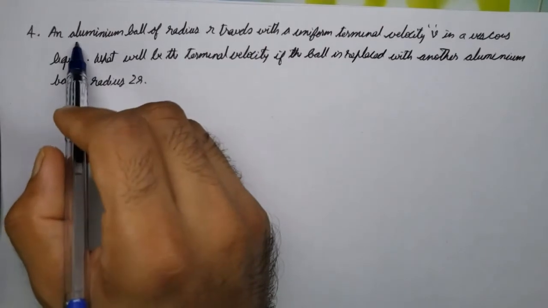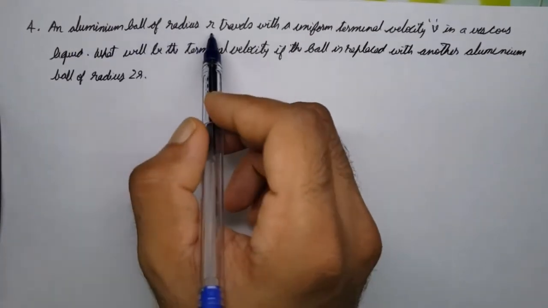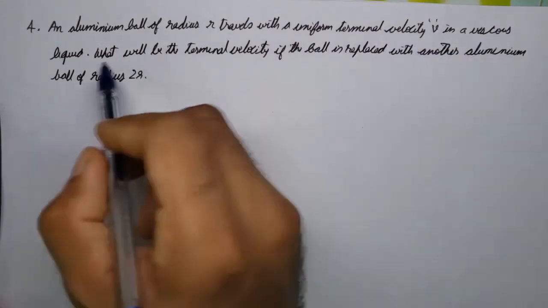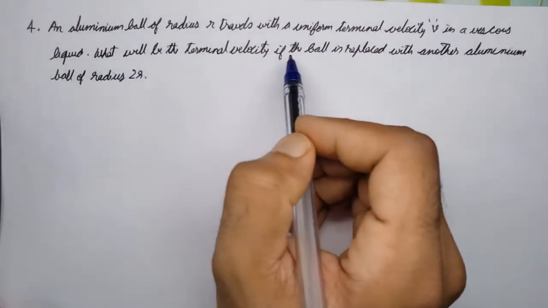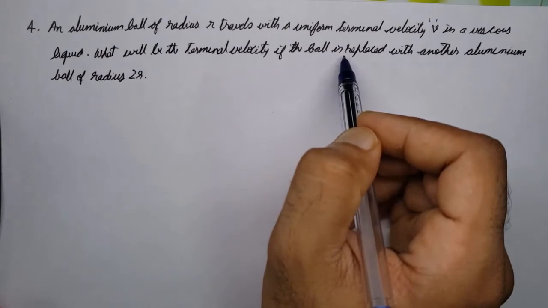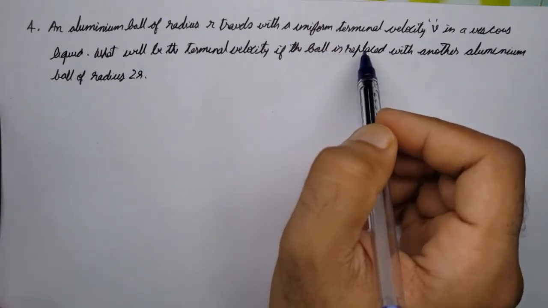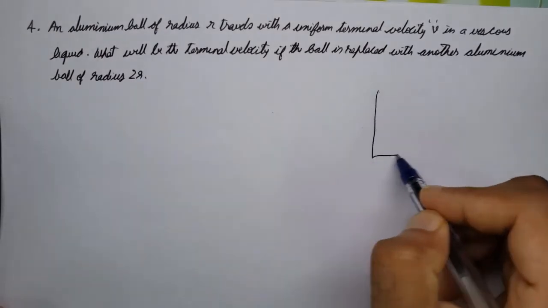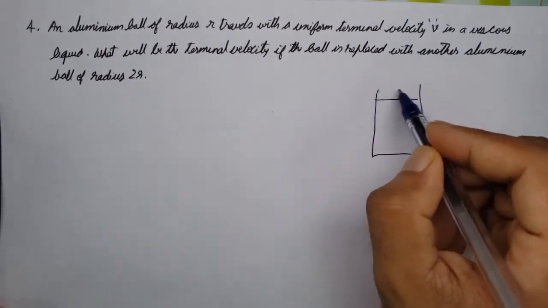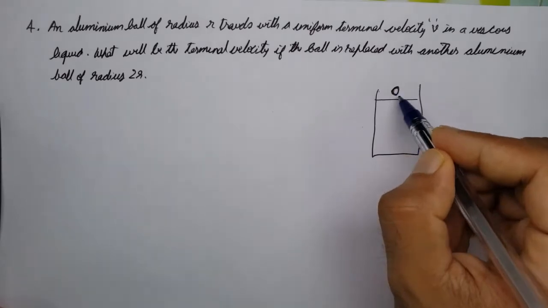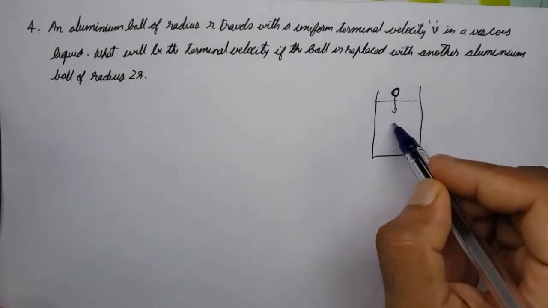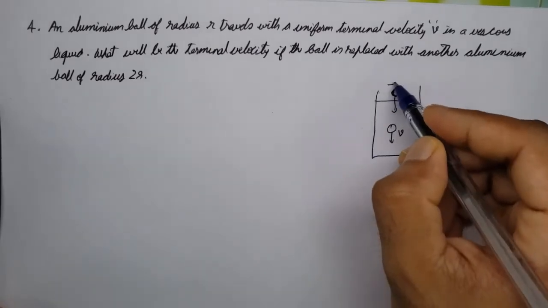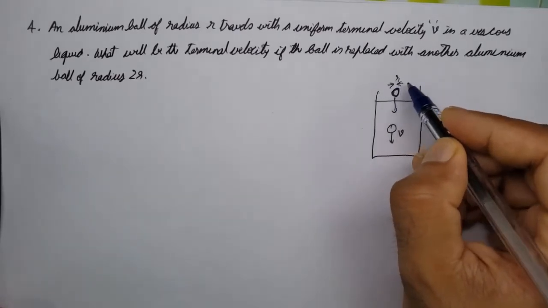Question number 4. An aluminum ball of radius r travels with uniform terminal velocity v in a viscous liquid. What will be the terminal velocity of the ball if the ball is replaced with another aluminum ball of radius 2r? We drop an aluminum ball into the liquid, and it's going to fall through, and it moves with a terminal velocity v. So this radius is going to be r.